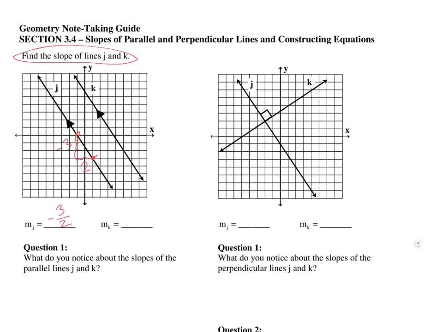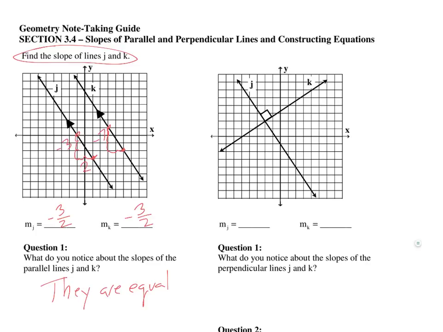And for the other one, let's see here. I got this point and this point. I'm going to go down 3 and right 2. All right, so question 1. What do you notice about the slopes of the parallel lines? They are equal. All right, slopes for parallel lines are equal.